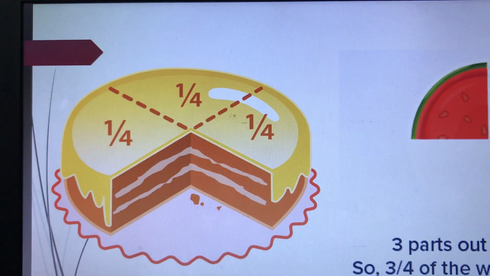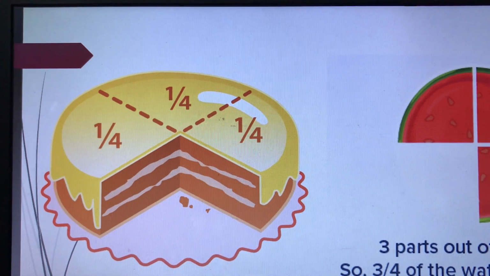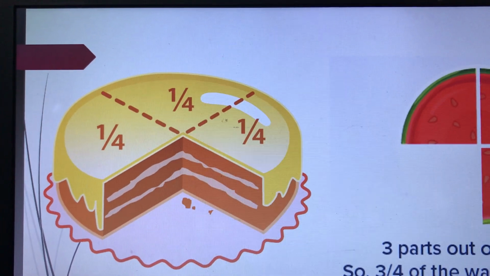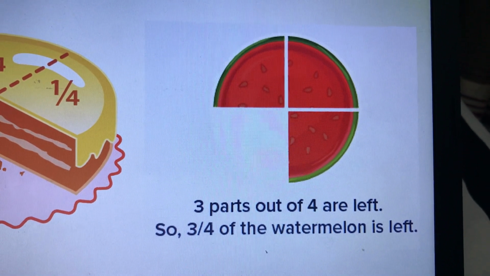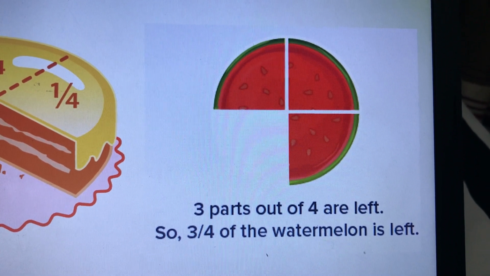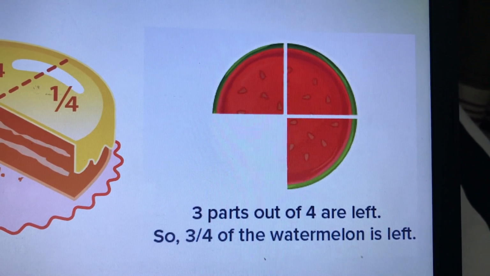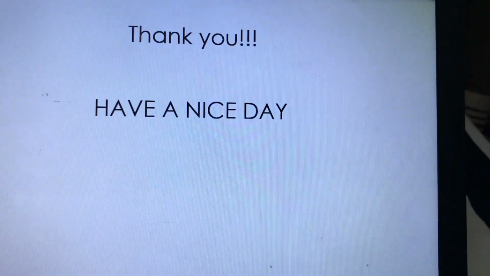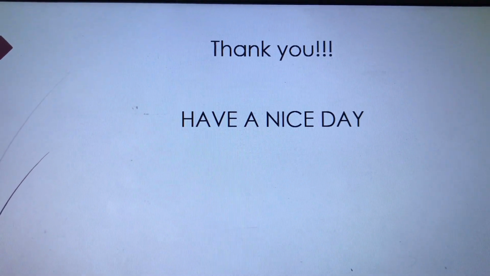Next, I have taken the example of a cake. If the cake is divided into 4 equal parts, then one part is 1/4. Then another example, a watermelon. If I have taken 3 parts out of 4, how much is left? 3/4 of the watermelon is left. So these are the real life examples. Thank you and have a nice day.